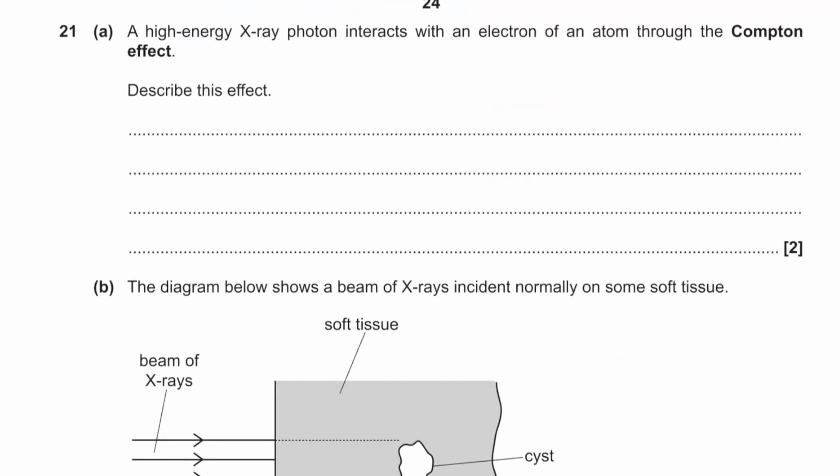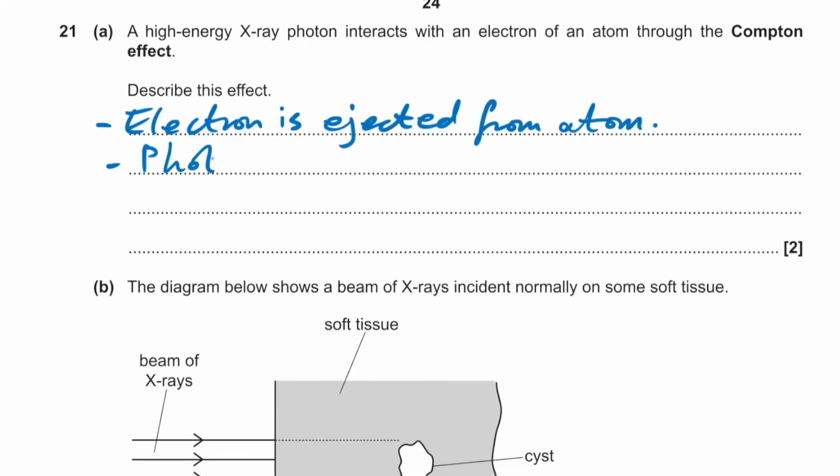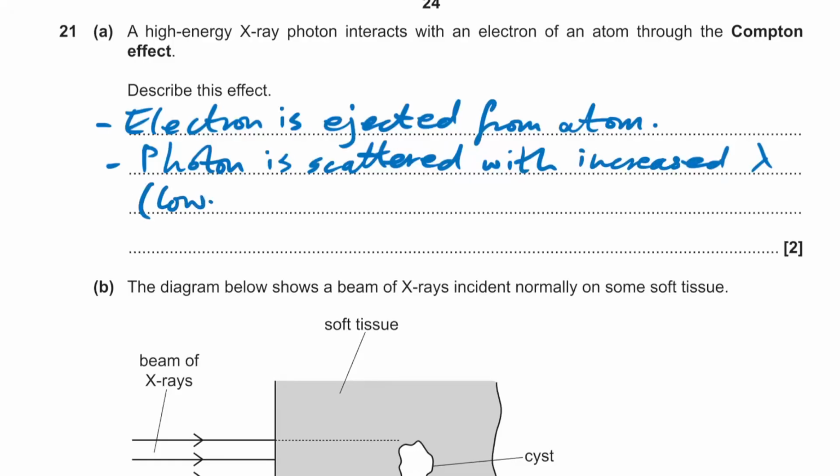Question 21. A high energy X-ray photon interacts with an electron of an atom through the Compton effect. Describe this effect. The electron is ejected from the atom, and then the photon is scattered with increased wavelength. We can say lower energy. There we go.